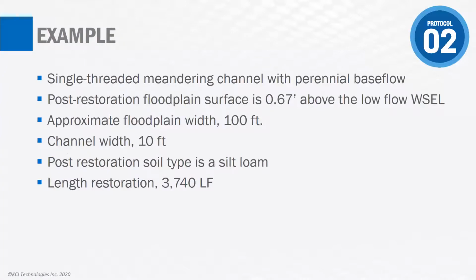So now we'll walk through a simple example. We have a single threaded meandering channel with perennial base flow. The post-restoration floodplain surface is 0.67 feet above the low flow water surface elevation level. The approximate floodplain width is 100 feet, or 50 feet on either side. The channel width is 10 feet. The post-restoration soil type is a silt loam, and the length of restoration is 3,740 feet.